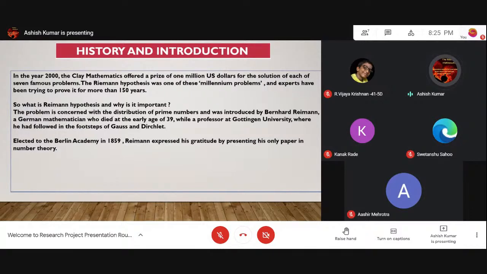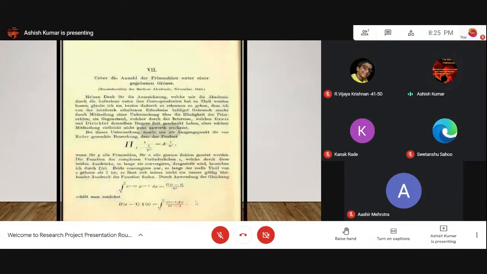The problem is concerned with the distribution of prime numbers and was introduced by Bernhard Riemann, a German mathematician who died at the early age of 39, while a professor at Göttingen University, where he had followed in the footsteps of Gauss and Dirichlet. Elected to the Berlin Academy in 1859, Riemann expressed his gratitude by presenting his only paper in number theory. This was the first page of his research paper. It consists of 8 pages, and this was the first one.